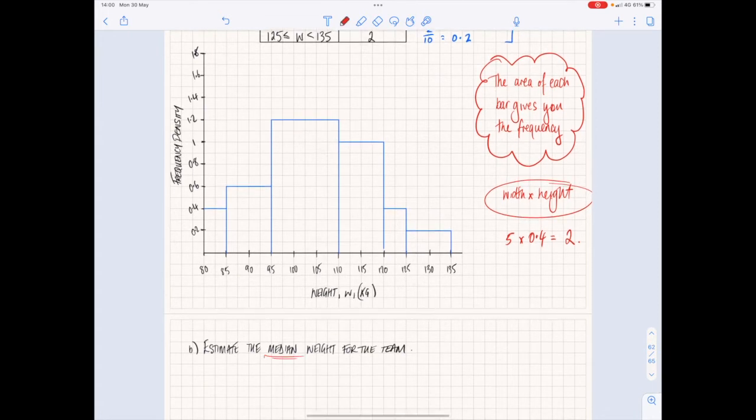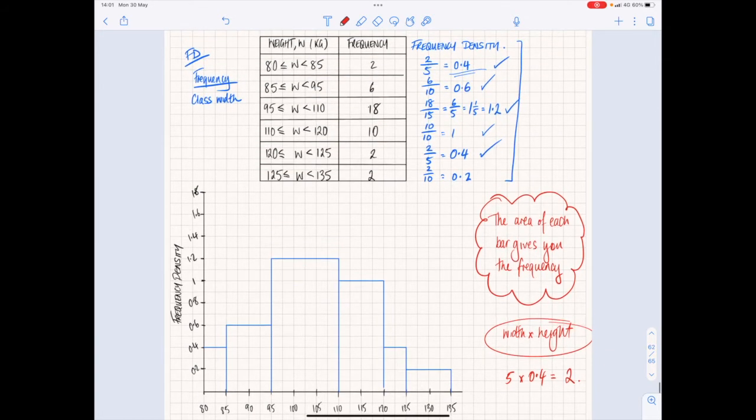So this question is asking me to find the median now. The median is the middle. Normally what you would do is put all the data in order from smallest to biggest and find the middle value, and that will be your median. In this case, what we have to do is take the total pieces of data, add 1, and then divide it all by 2. That's how you find which piece of data we should be looking for.